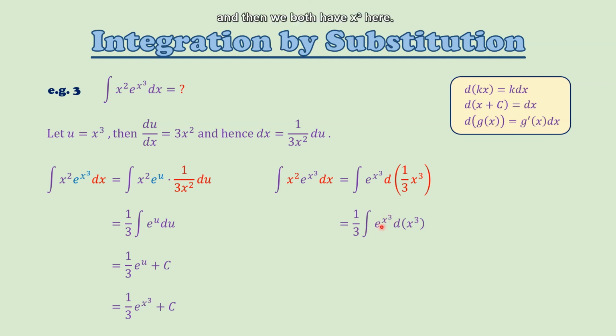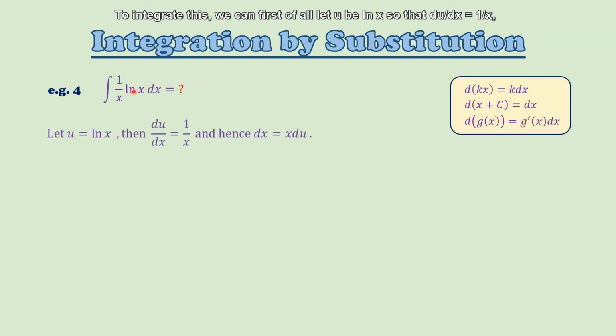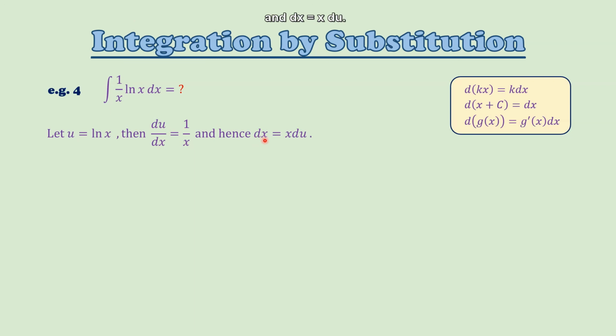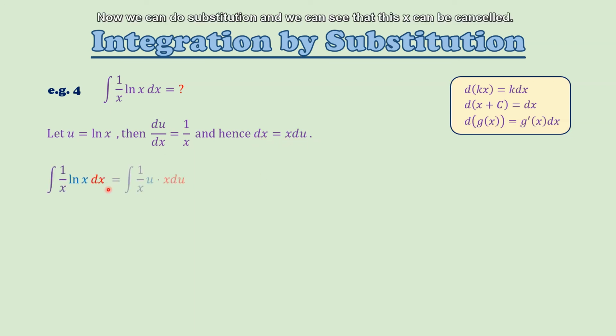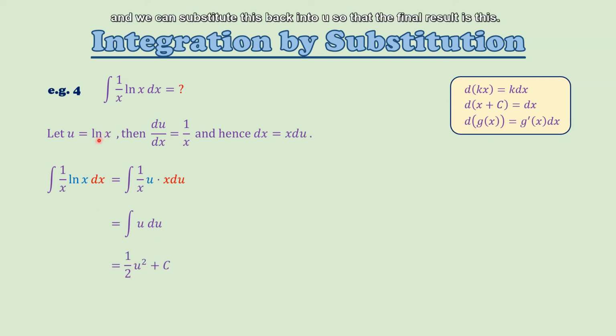And then we both have x cubed here, therefore we can do integration as usual. Next, let's take a look at example 4. To integrate this, we can first of all let u be log x, so that du dx is equal to 1 over x, and dx is equal to x du. Now we can do substitution, and we can see that this x can be cancelled. Therefore, now we can do integration straightforwardly, and we can substitute this back into u, so that the final result is this.